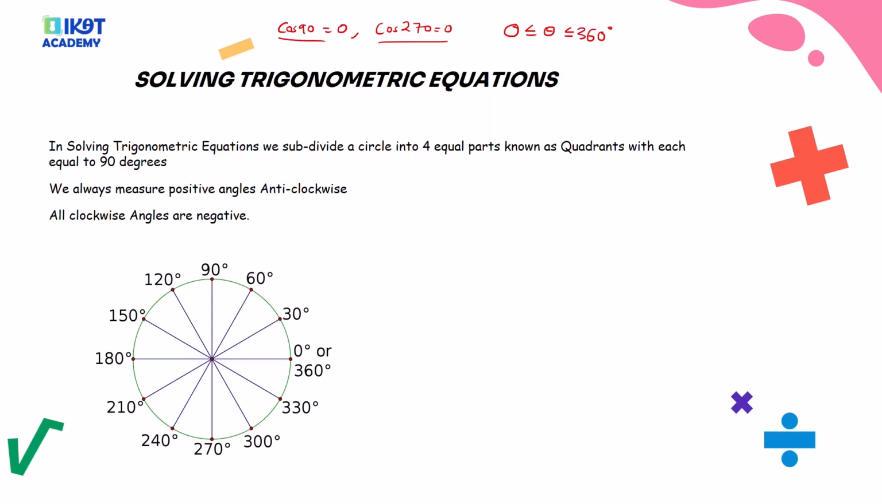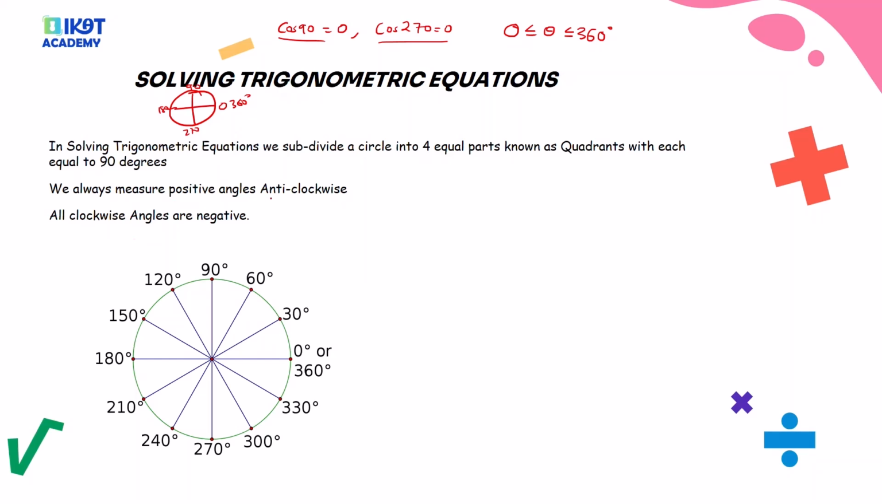In solving trigonometric equations, we subdivide a circle into 4 equal parts known as quadrants. So we get a circle, divide it into 4. These are the quadrants, each being equal to 90 degrees. We label this 0, 90, 180, 270, and 360. So we're going to see how we apply this.